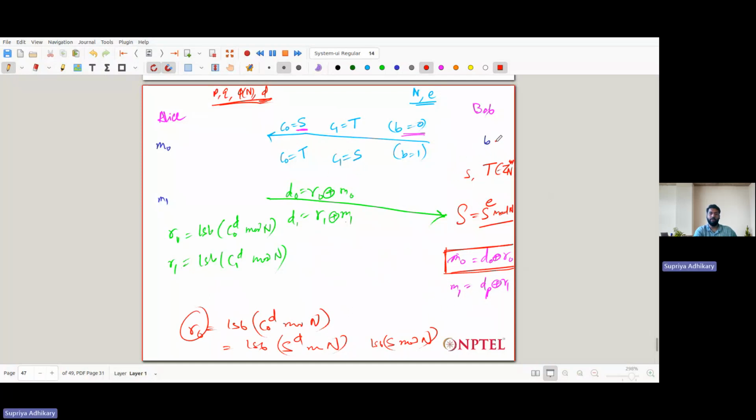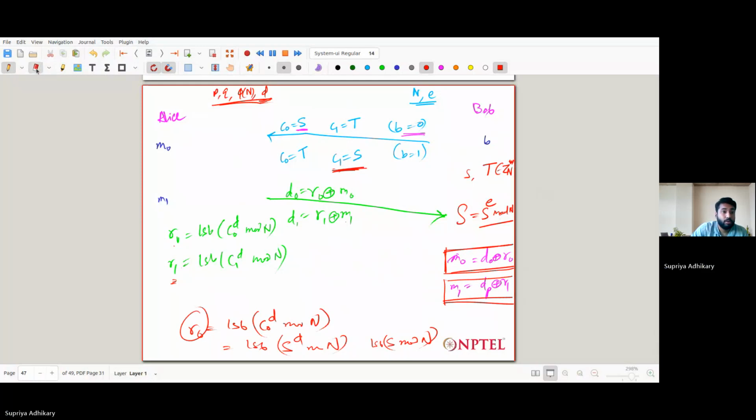But on the other hand, if b was 1, then Bob sends Alice the value as C1. Then Bob can find out the value R1 but not R0. So then Bob could get the message M1 but not M0.